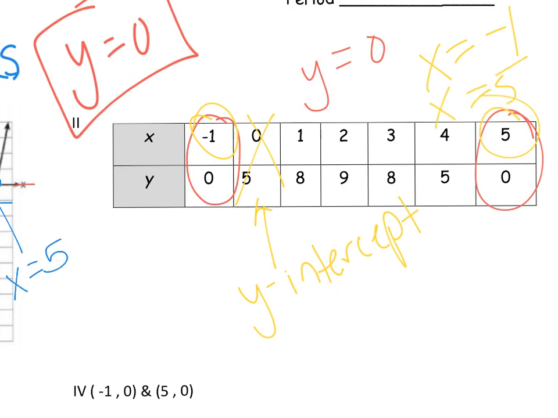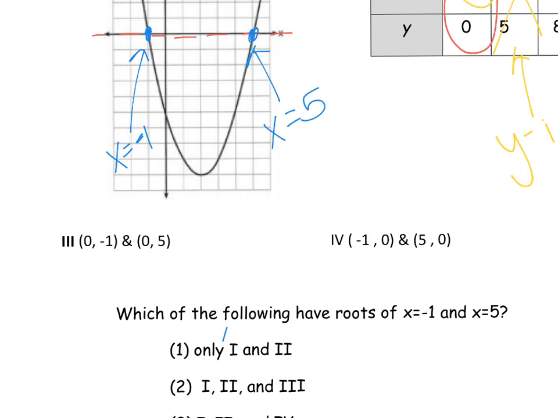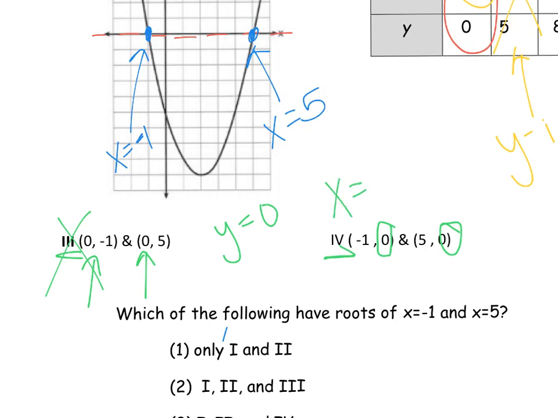Alright, moving on. Okay, lastly, we need to look at the following. We have 3 and 4 left. Again, we need to know where is y equal to 0. Well, if I look at answer choice 3 here, I have x equaling 0 and x equaling 0. That is no good. I want where y equals 0. Well, here, for answer choice or part 4, I have y is equal to 0 and y is equal to 0. Again, giving me x equal to -1 and x equal to 5.